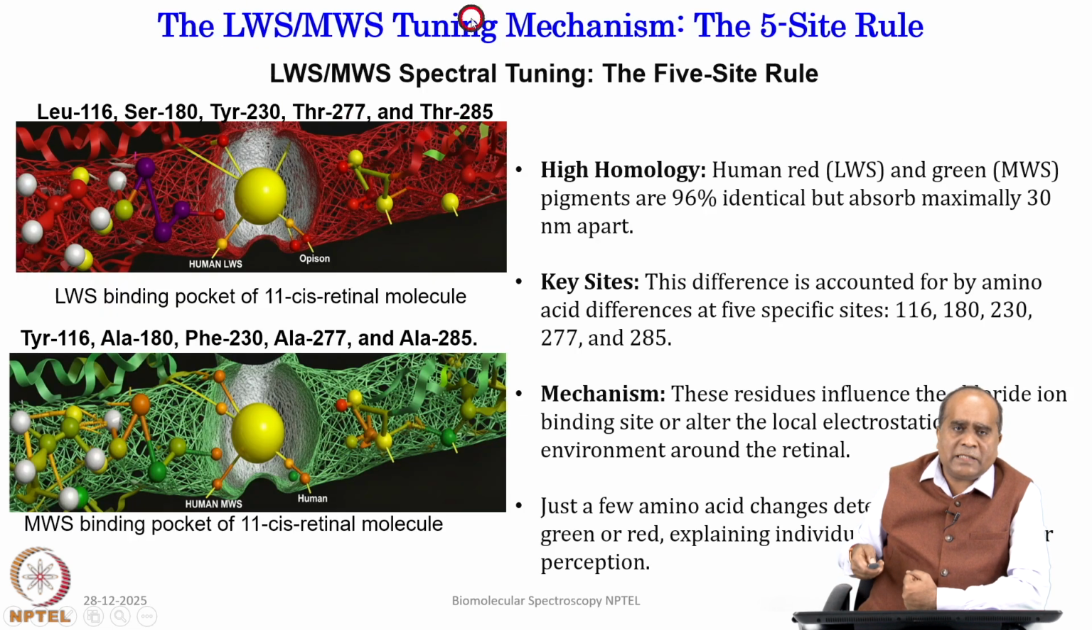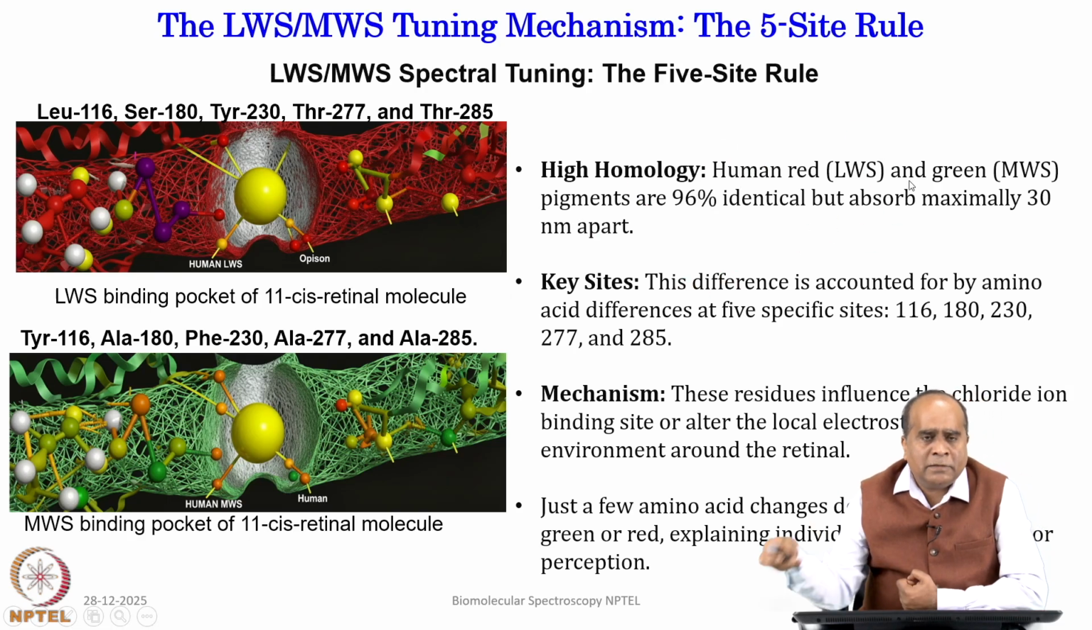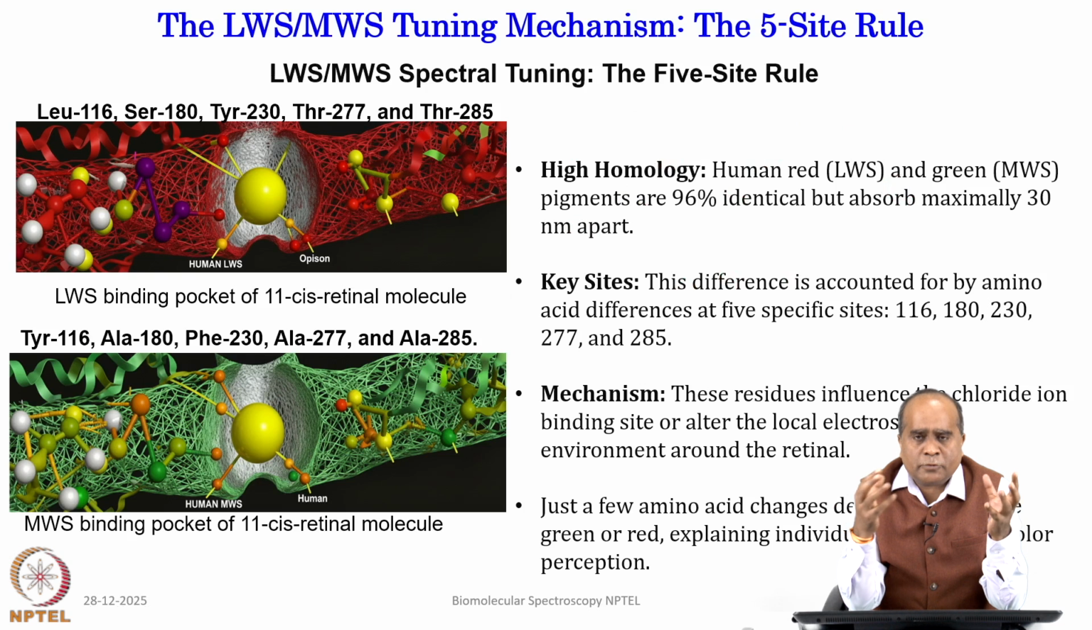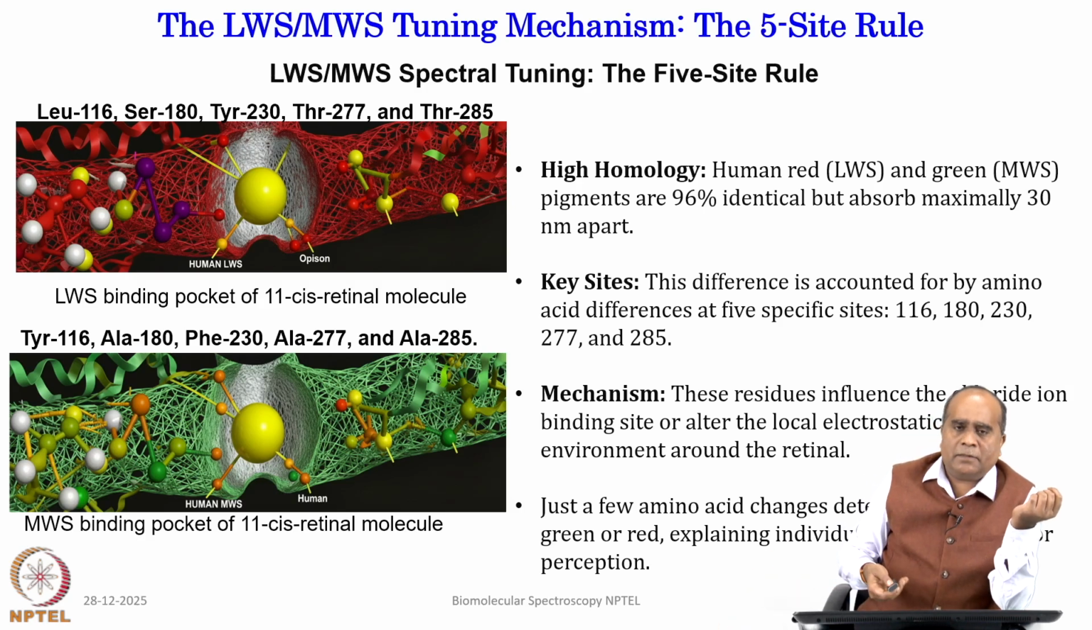LWS and MWS tuning happens by something called the 5-site rule. The spectral tuning happens with this. If you look at these 2 proteins, LWS and MWS, for red and green, the pigments share about 96% identity. So, 4% are basically critical. Those 4% differences make this retinal absorb around 30 nanometers apart.